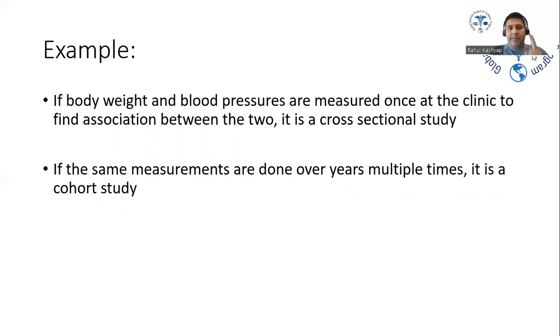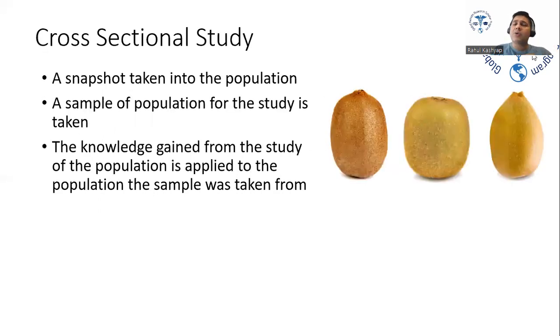For example, if you measure body weight and blood pressure when a patient comes to an outpatient setting and you're creating an association, it's a cross-sectional design. If you're doing this measurement over years, multiple times, then it becomes a cohort study design. Very simple, but understanding the concept helps you out. In cross-sectional, you're taking a snapshot of the population at one given time frame. It gives you that particular picture.